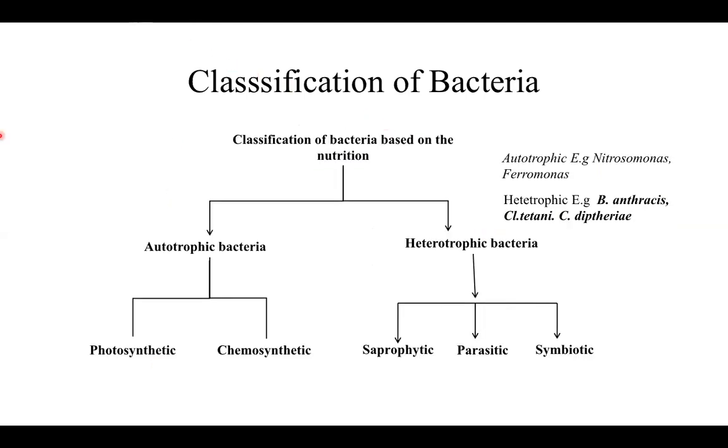And classification of bacteria based on nutrition. Some of the bacteria can synthesize their own food. They are known as autotrophic bacteria. Some of the bacteria depend upon others for their food. They are known as heterotrophic bacteria. Autotrophic bacteria are Nitrosomonas or Pseudomonas. The heterotrophic bacteria are Bacillus anthracis, Clostridium tetani, Corynebacterium diphtheriae, and others.